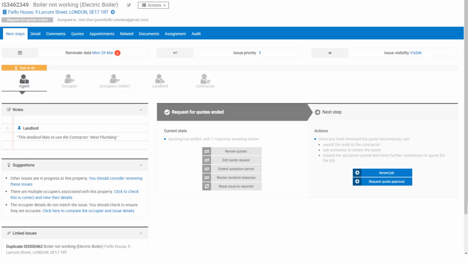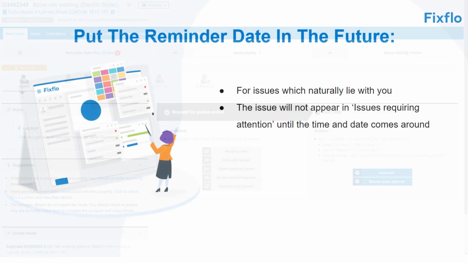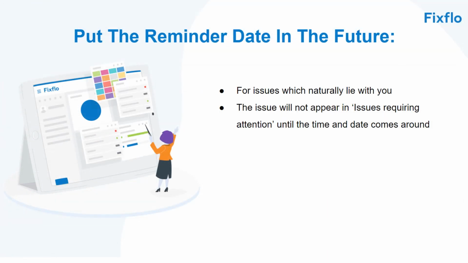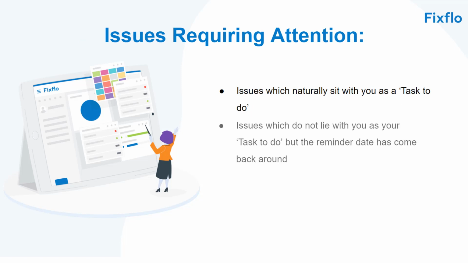If you amend the reminder date of any of these issues which naturally lie with you, the issues will not appear in your Issues Requiring Attention until that time and date comes around. Also included in this panel are any issues which do not lie with you as the task to do. However, the reminder date has now come around and it's back in your Issues Requiring Attention. This is helpful to ensure that no issues fall through the cracks.